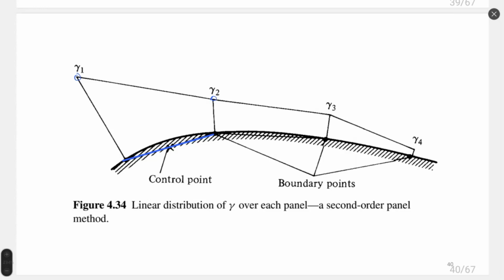In such a way, we define a linear distribution of circulation over each panel, and it improves the quality of the solution and makes it more accurate. In such a way, we have a so-called second order approximation of gamma. Much better solution, more performant, let's say. And this method is also, I hope, implemented in the latest versions of Xfoil.